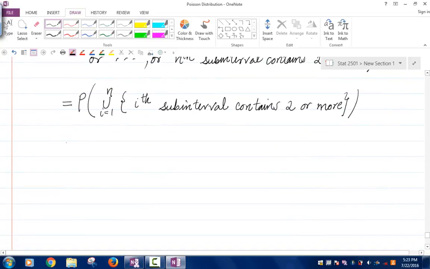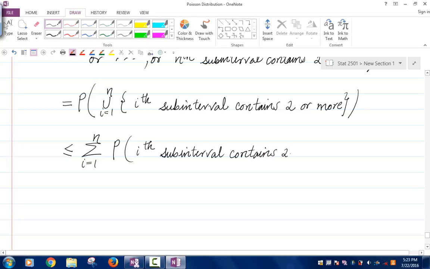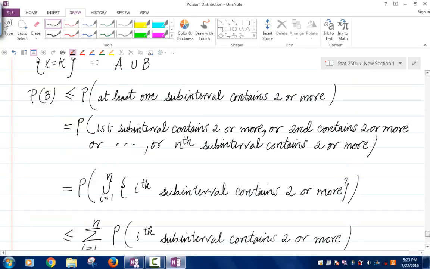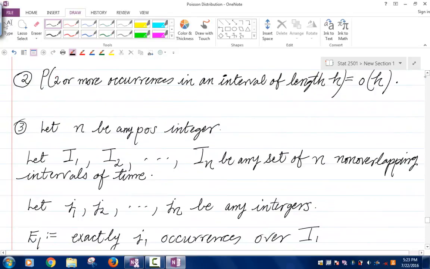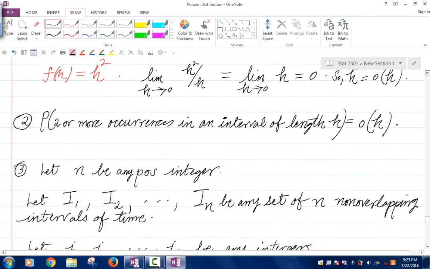Now this is less than or equal to the sum, i going from 1 to n, of the probability of the event that the ith subinterval contains two or more. Well, what does our assumption number 2 say about that probability? Assumption number 2 says that the probability of getting two or more occurrences in an interval of length h is little o of h.